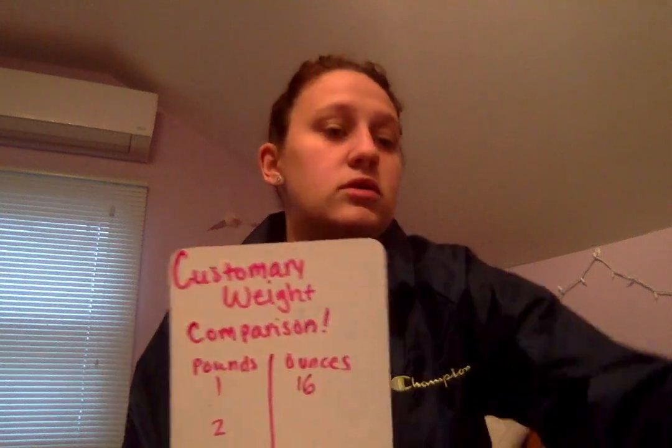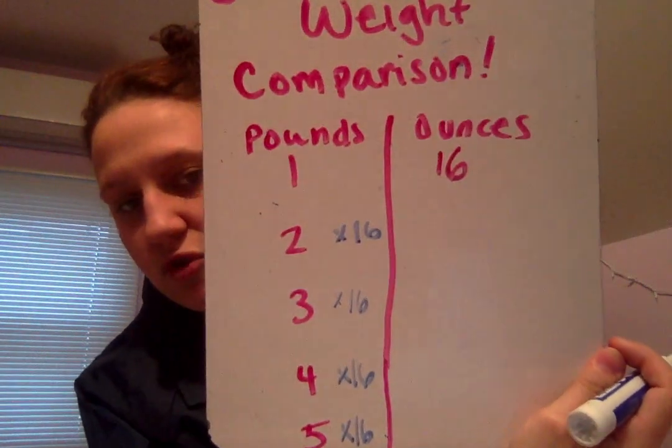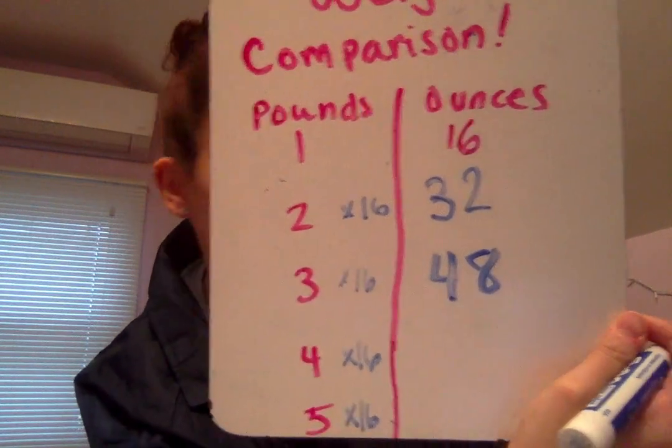Well, all we have to do, and I'll use a different colored marker so that you can see it more clearly, is do times 16 for each of these. You take that second number and you multiply it by the first. So 2 times 16 would just be 32, because 16 plus 16 is 32. The next one would be 48, because 16 plus 16 plus 16 is 48. And remember, multiplication is just repeated addition.